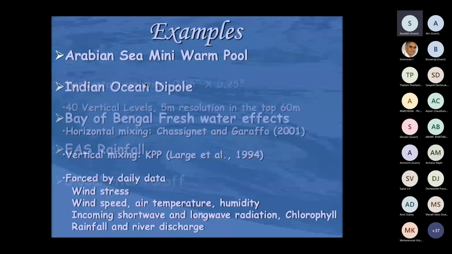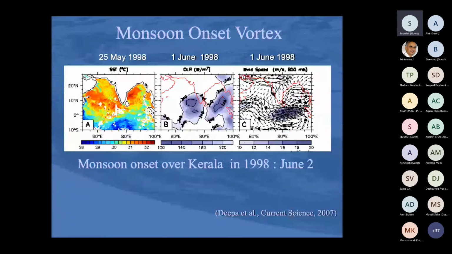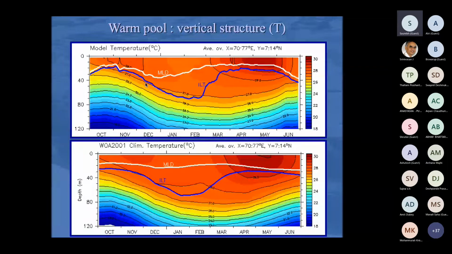And then we force this model to see how the model is reproducing the warm pool. Now, this is at a location within that warm pool, 70.77 east and 7.14 north. And this is as a function of October to June. And this is the vertical axis, 0 to 120 meters. And these are contours of temperature. So this is the bottom panel based on observation, that is data, and the top one is based on model.